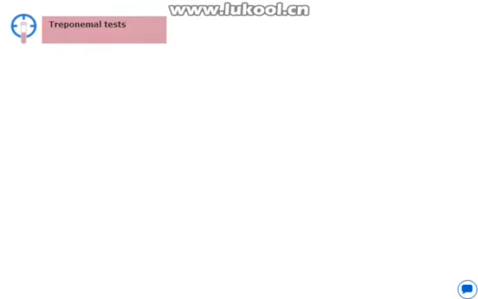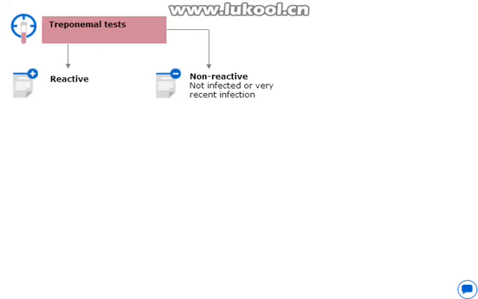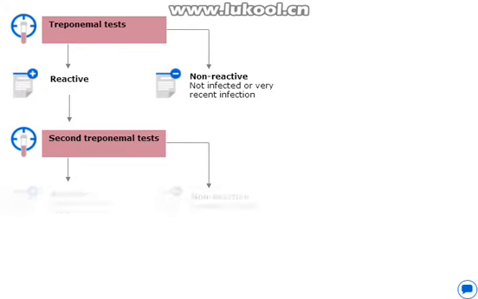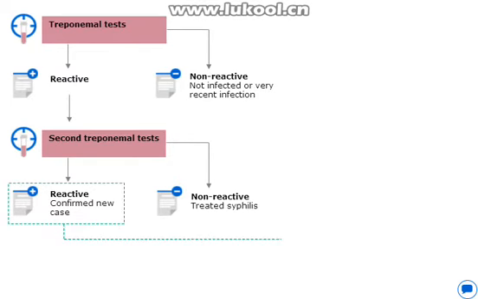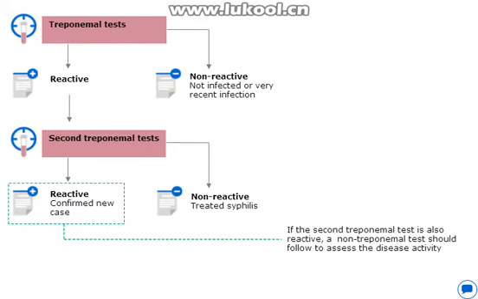The variation of the reverse algorithm, recommended by the 2014 European Guideline, begins screening with a treponemal test. When the initial test is reactive, a second different treponemal test is required as a confirmatory test on the first serum. If the second treponemal test is also reactive, a non-treponemal test should follow to assess the disease activity.